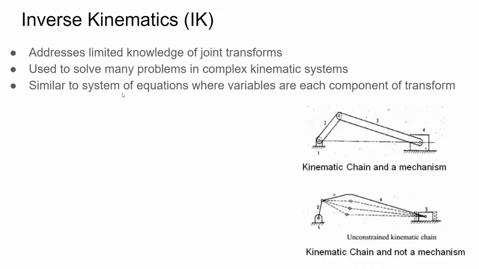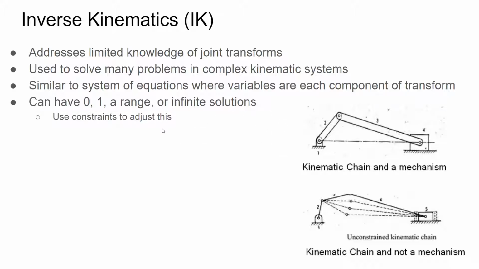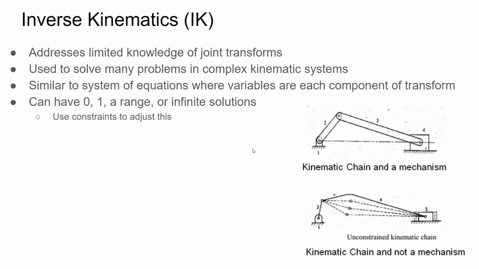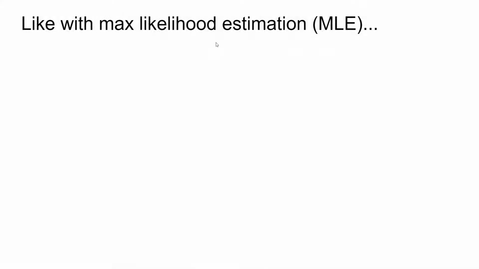You can think of IK as a system of equations where the variables are each component of the transform of each joint. As you can imagine, if you have too many joints, this system of equations gets really complicated and hard to solve. Your IK solution, the one that describes all the joint orientations, might have 0, 1, some specific range, or even infinite solutions, depending on how much information you're given about the kinematic chain. We can adjust this range using constraints, and so we try to seek a balance between having too many constraints or not enough, which we'll see in a second.